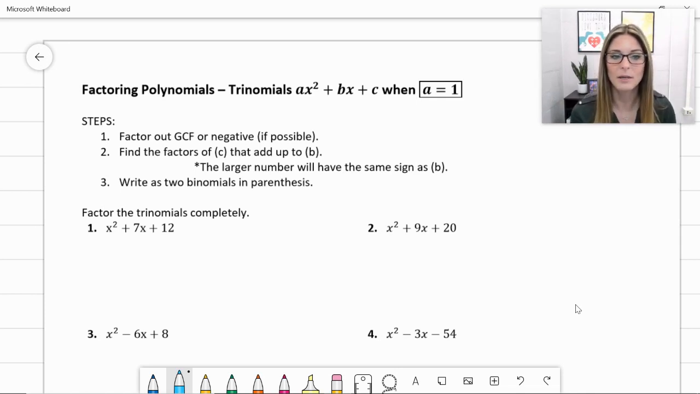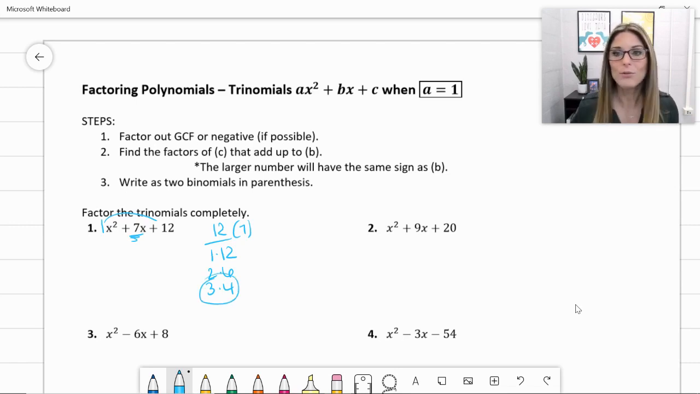Number 1 is x squared plus 7x plus 12. So if you really want to, there is an understood one here, and you could multiply this. 1 times 12 is 12. Now notice that's still the value of our constant C. So factors of 12, we've got 1 and 12, 2 and 6, 3 and 4. So which set of those are going to add up to a 7? Obviously 3 and 4 here.